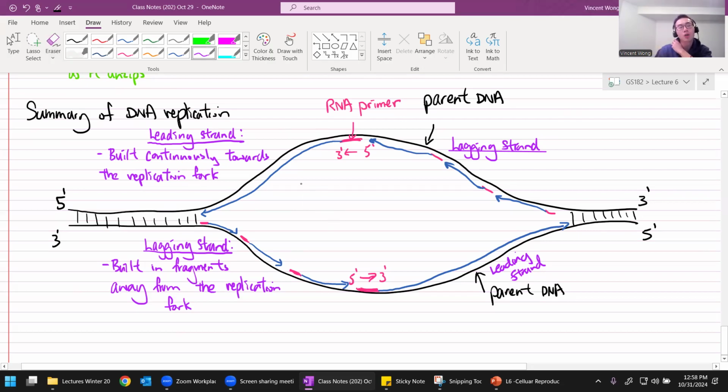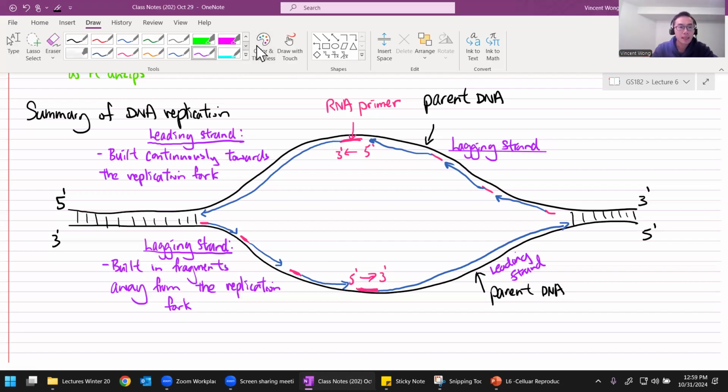So when you say towards the 5 or towards the 3, it's best to use the new strand as the reference. So actually the leading strand is going towards the 3, if anything. But actually they're all going towards the 3. What distinguishes them is whether it's built in one go or whether you have to do it a little bit at a time. That would be a better way to discern the two.